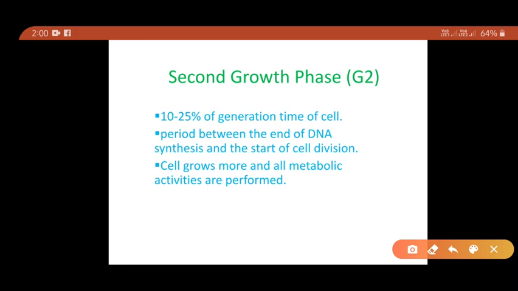So that is all for today's class, and in my next class I will discuss another phase called the M phase, that is, the mitotic phase. I hope you all understand today's topic. So thank you.